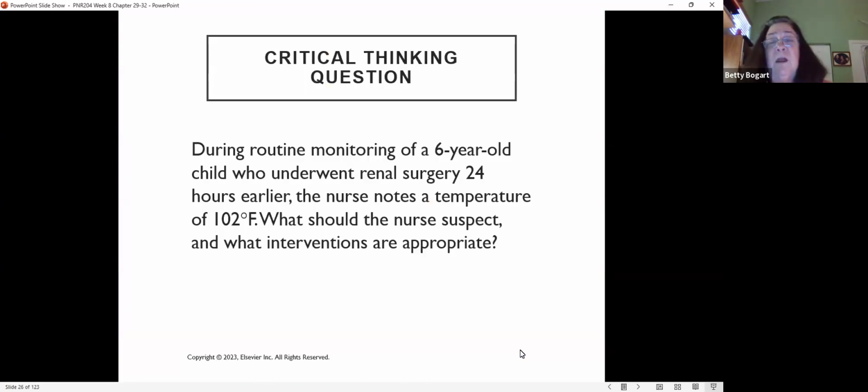So during routine monitoring, a 6-year-old boy underwent renal surgery 24 hours earlier. The nurse noticed a temperature of 102.5. What should the nurse suspect and what interventions are appropriate? We have renal surgery. We're going to have some sort of urine problem there. There's an infection. Is there an incision? So, how would we treat it?